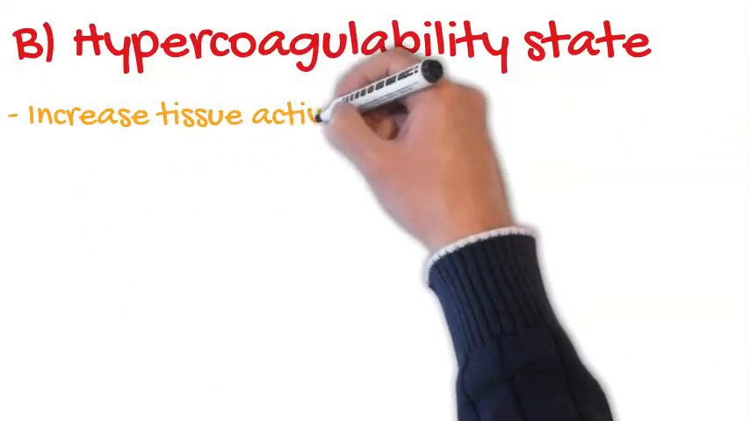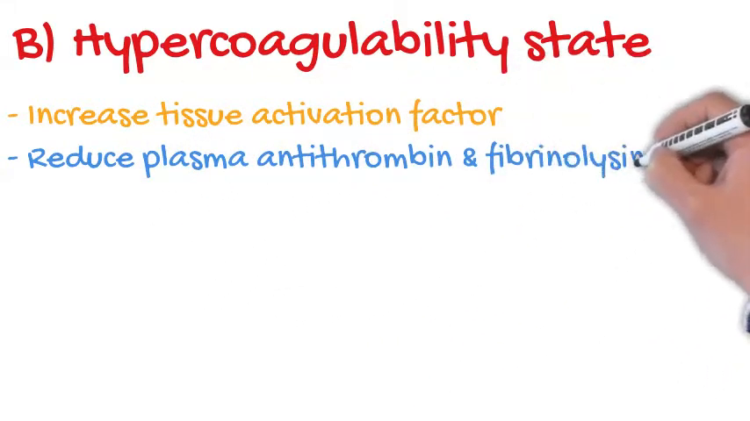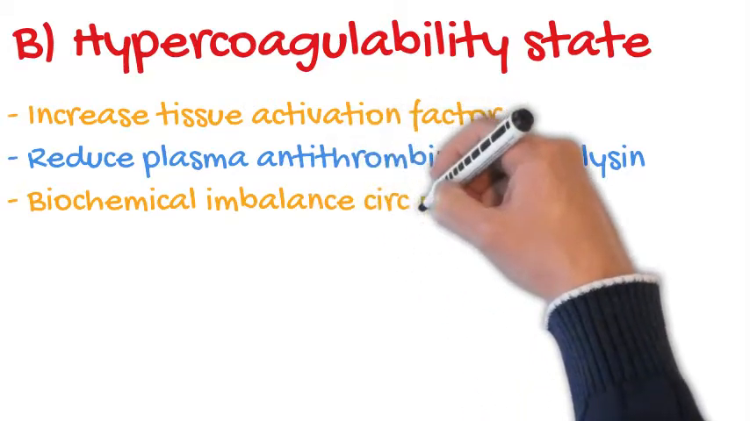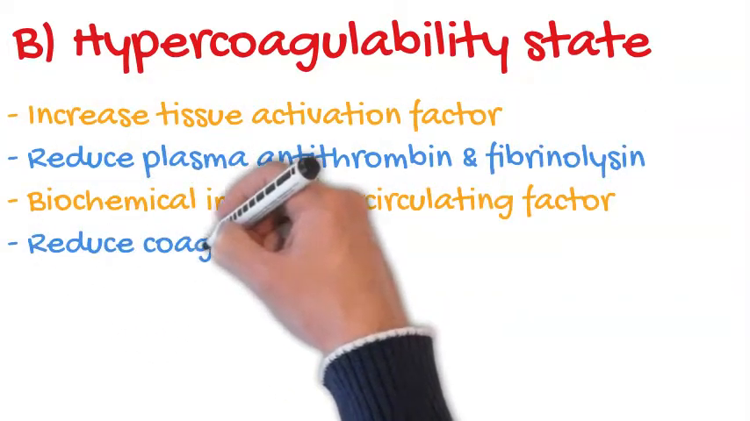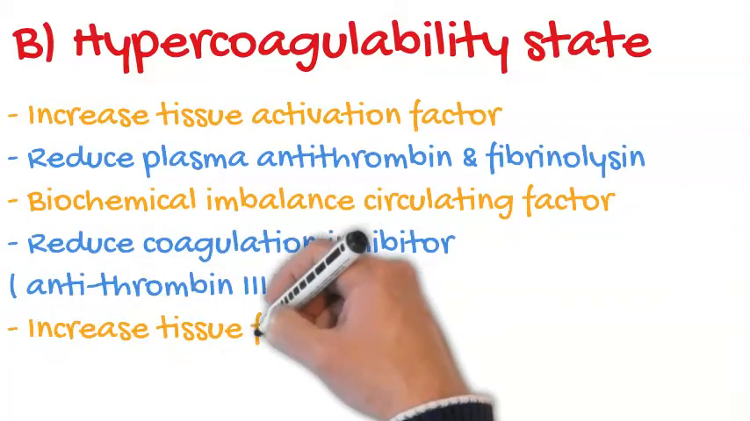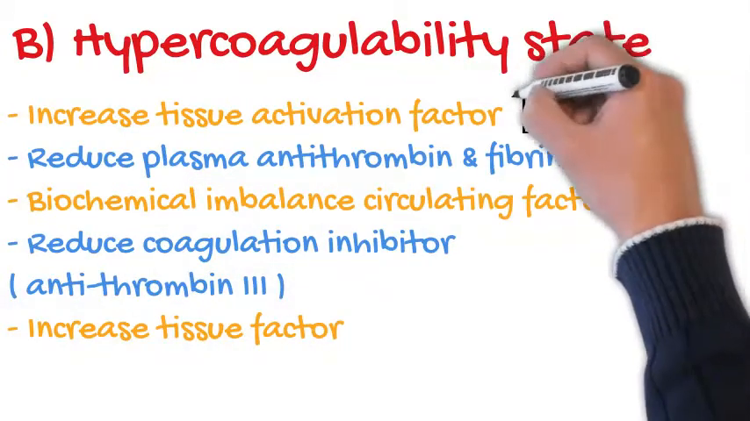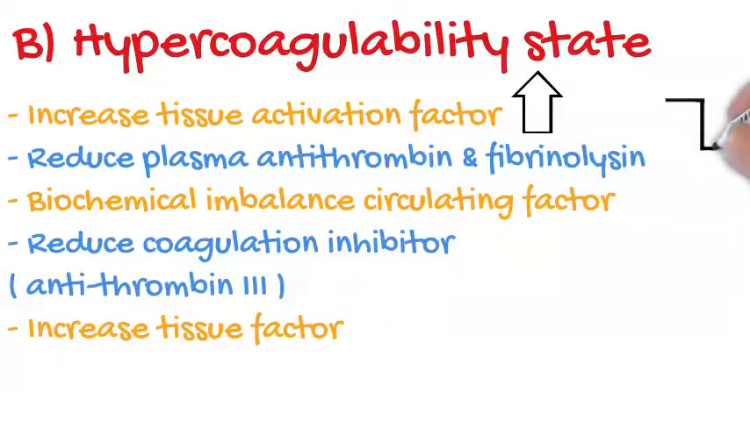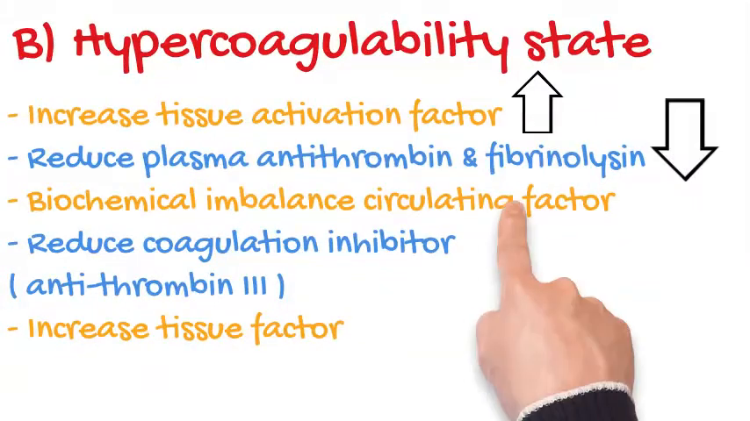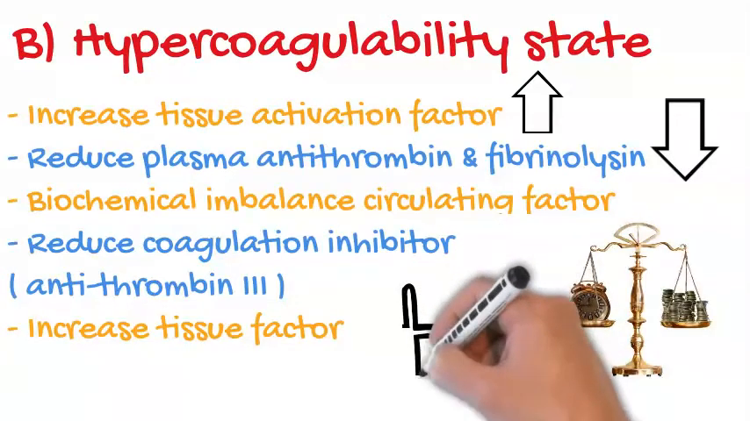B. Hypercoagulable state. There is an increase in circulating tissue activation factor and a reduction in circulating plasma antithrombin and fibrinolysin. There is also a biochemical imbalance between the circulating factors. In hypercoagulable state, there is a reduction in coagulation inhibitor, antithrombin 3, presence of activated factors, and also an increase in tissue factor.